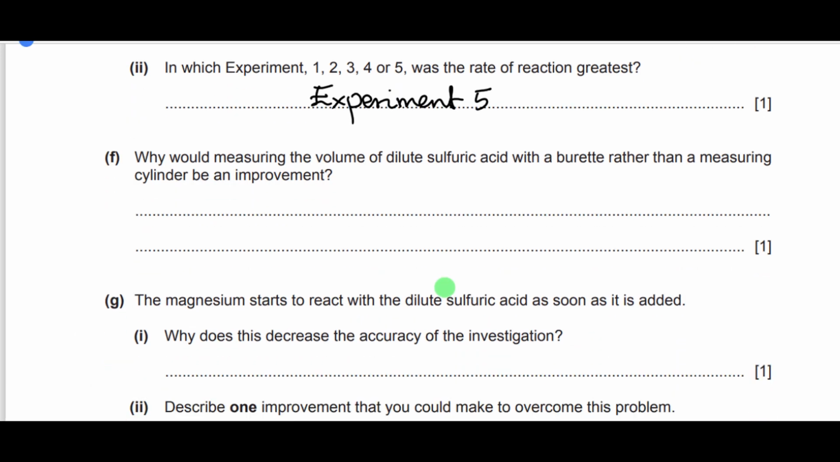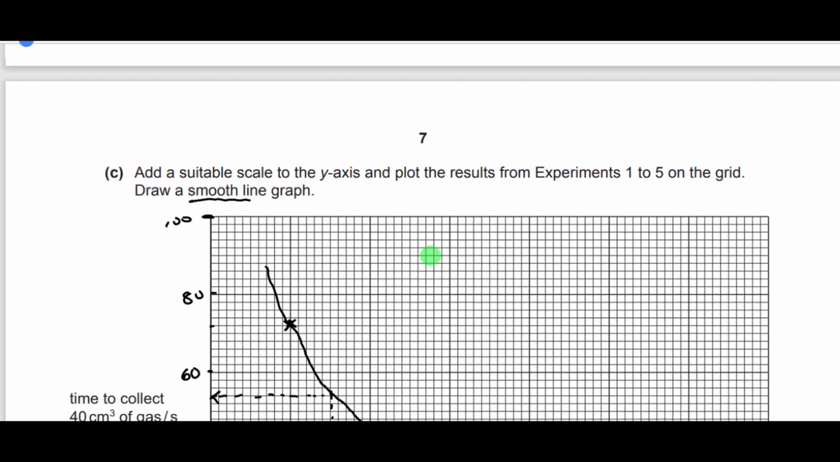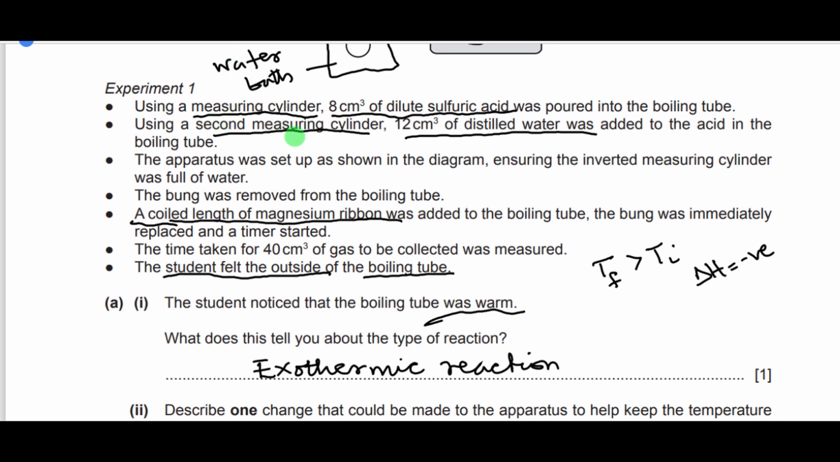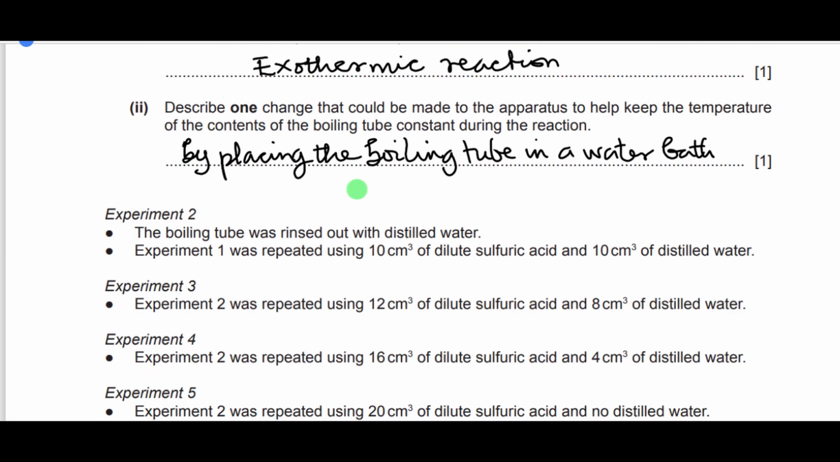Why would measuring the volume of dilute sulfuric acid with a burette rather than a measuring cylinder be an improvement? Remember having told you to underline certain words when we're reading through the analysis, right? Measuring cylinder, yes. Whenever you see questions like this, always expect a question on the disadvantage of using measuring cylinder to measure the volume of whatever solution or liquid we're measuring with, right? Because there will always be a comparison between using a measuring cylinder and using either a pipette or burette to measure that same substance, right?